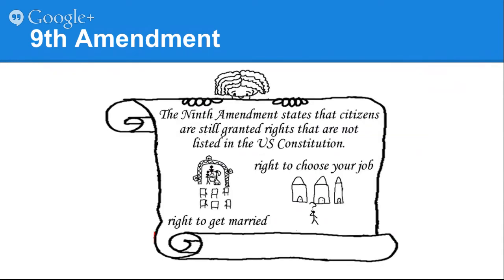Ninth Amendment basically states that, you know what, there's only so many things we can write down. And if we didn't write it down, or, oh, dang it, we forgot it, guess what? You still have it. Okay? The Ninth Amendment states that citizens are still granted rights that may not have been listed in the U.S. Constitution. So it's kind of like protecting themselves, saying, all right, well, we didn't specifically say it, but you get that right anyway. That's the 9th one.